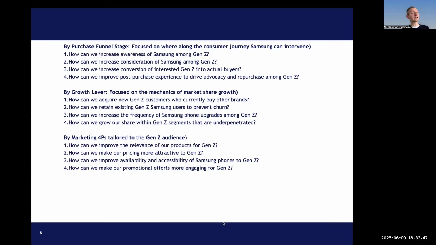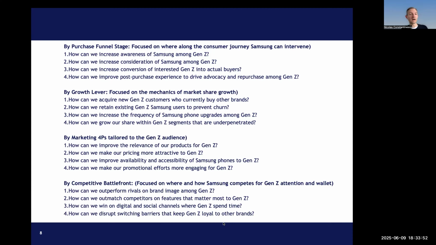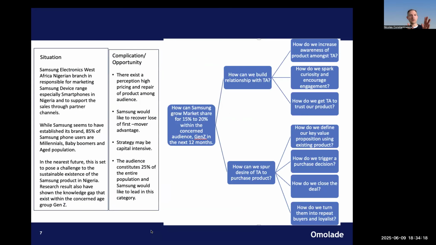You could think about it along the classic 4 Ps of marketing. Or you could think about it in terms of how you compete with your competitors. So outperforming them on brand image, outmatching them on product features, outperforming them in terms of the channels, the social media channels, and how you engage with Gen Z, and so on. So there's a number of different angles of attack on this problem. The one that you have is one angle of attack, but it's incomplete, as I suggested. But there are other angles of attack that you could consider.